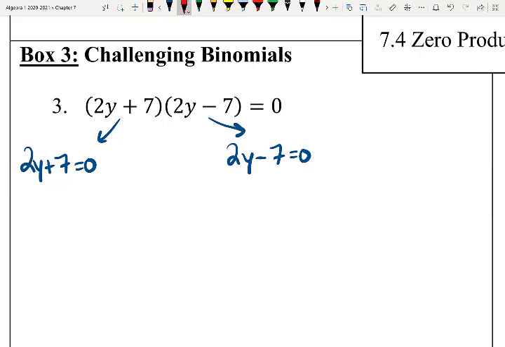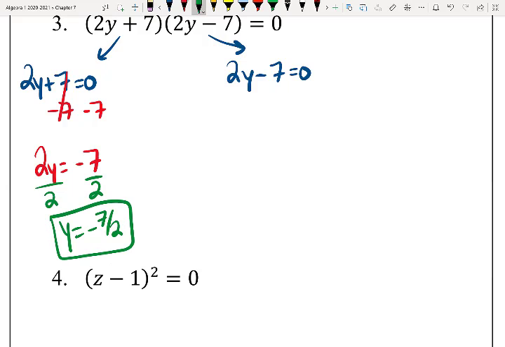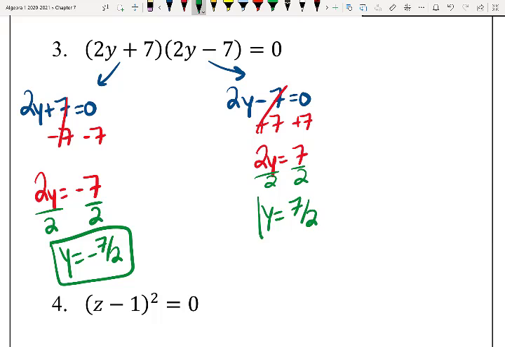So now if I'm solving each of these, on the left one here, I have to subtract 7 on both sides. That gives me 2y equals negative 7. And then I have to divide by 2 on both sides to get y equals negative 7 over 2. And that's my first solution. On my right branch, very similar, except that I have to add 7 on both sides first. That gives me 2y equals positive 7. So when I divide by 2 on both sides, I get y equals positive 7 halves, 7 over 2.